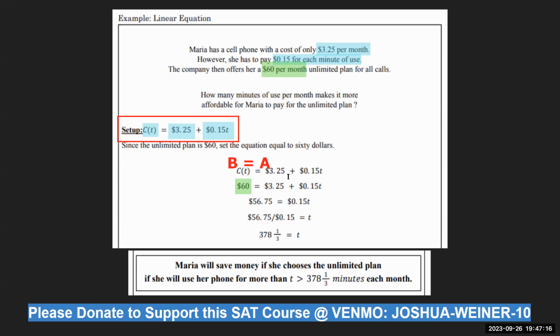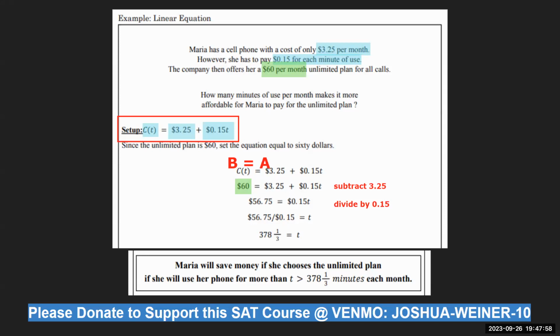When we plug in 60 for C, we would have to do subtraction as the second step, 60 minus 3.25. And then once we get our answer, which is 56.75, we would keep the 0.15 on the same side, and then we would divide 56.75 by 0.15, which would isolate t, and we would get our answer from that.